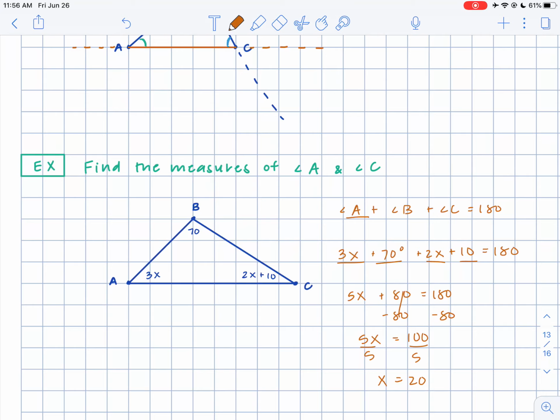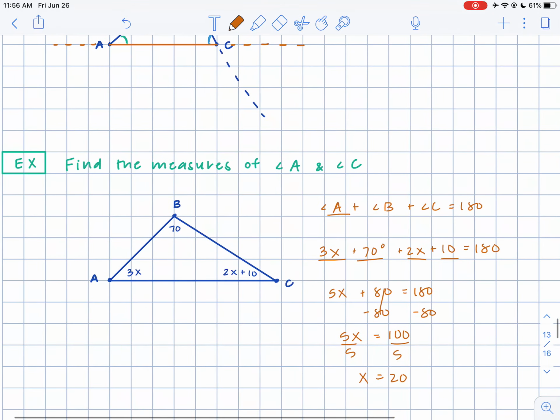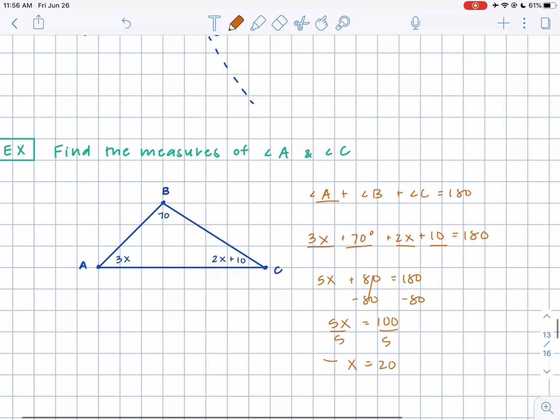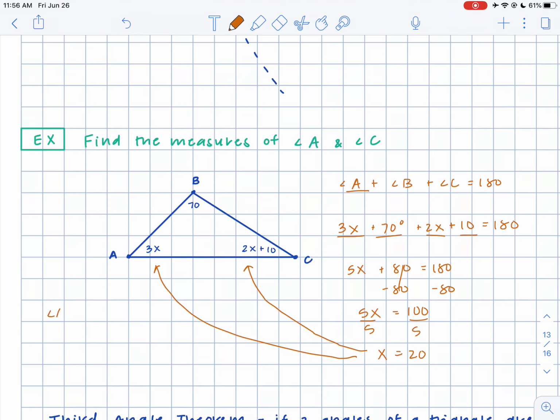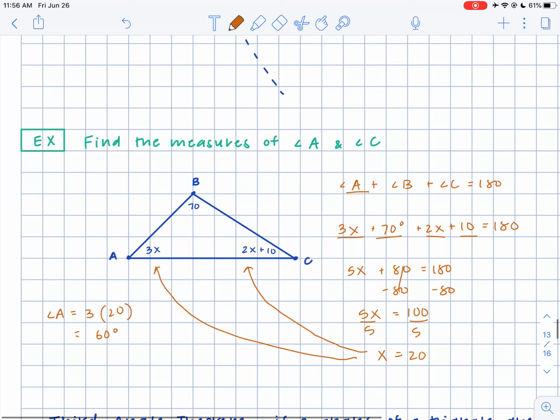But we're not done yet, because angle A and angle C are represented by algebraic expressions where x was our unknown. But now we found x, so we can plug this into each of these expressions. So angle A equals 3x, but instead of x, we know x is 20. So angle A is actually 60 degrees.